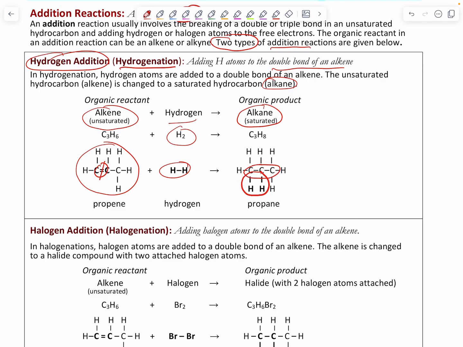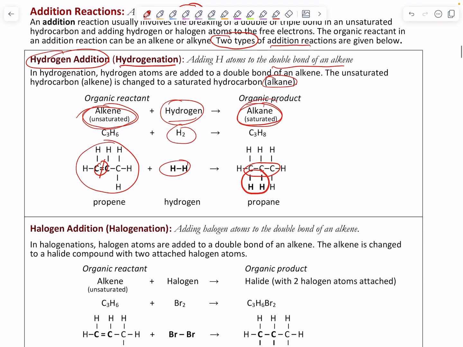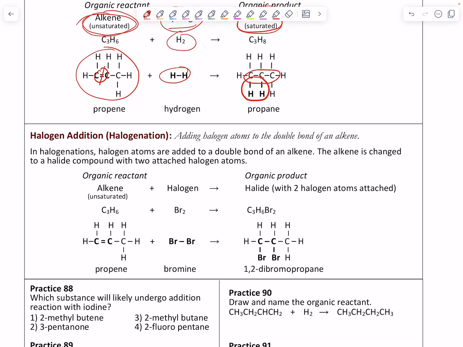So that's the basic pattern here: something with a double bond reacts with hydrogen, and you end up with an alkane with all single bonds, and the hydrogens have been added onto the molecule. The other type of addition reaction is called halogenation. That's the term IB uses. And it's basically where, instead of adding hydrogen like the first one, we're adding a halogen, okay?